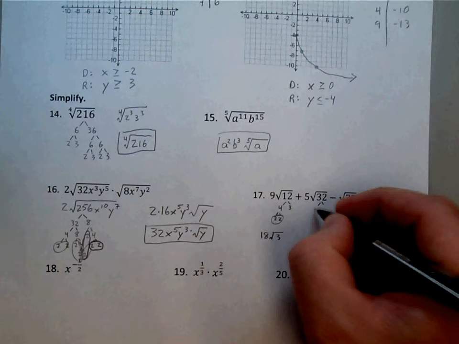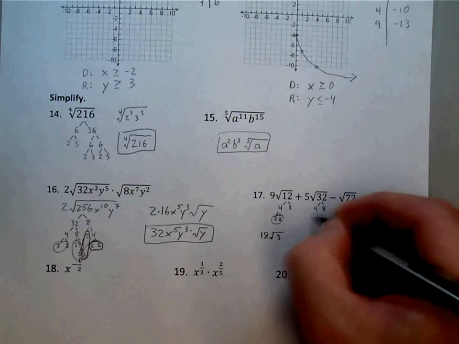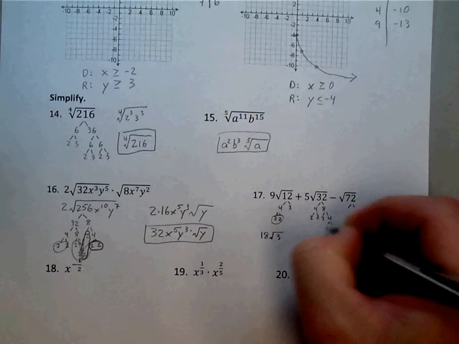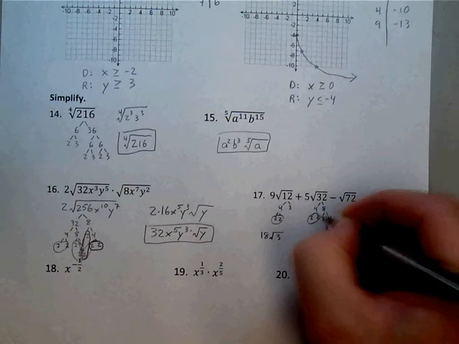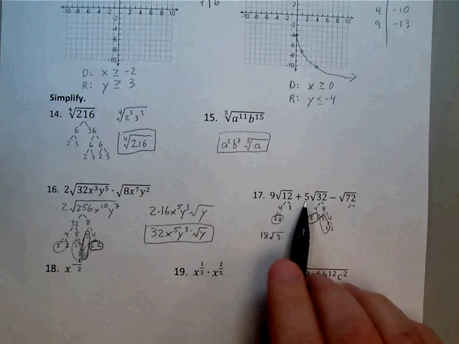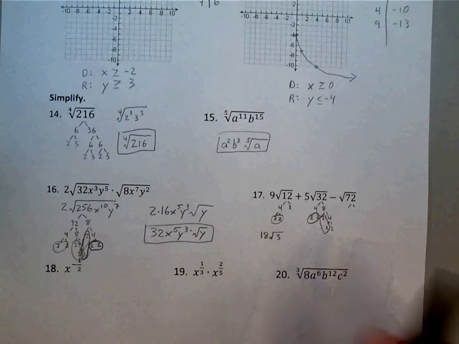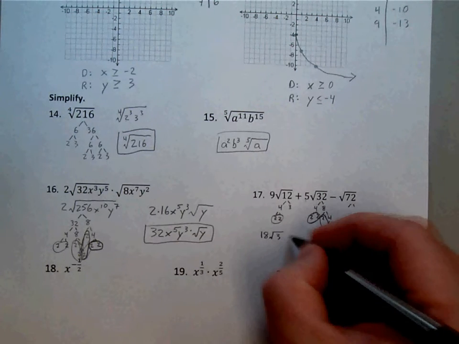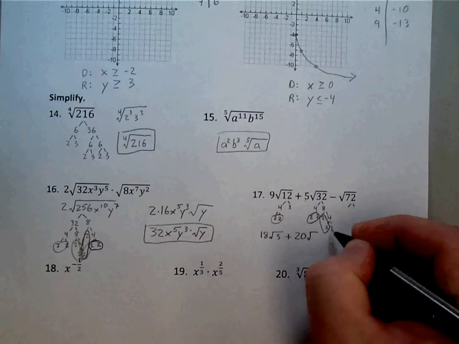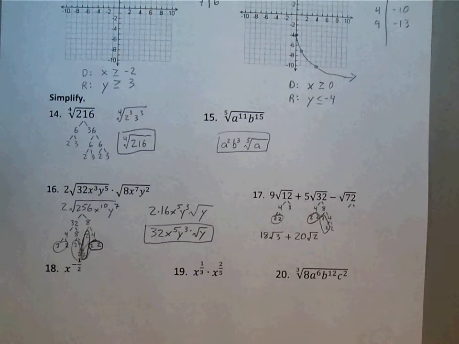The next one, 4 times 8. So I have a pair of 2s, a second pair of 2s, and then a 2 left over. There's already a 5 out front. Pull out 2 times 2, which is 4, times the 5 that's already there. It is plus, so we've got a 20. Inside is a 2, so 20 square root of 2.